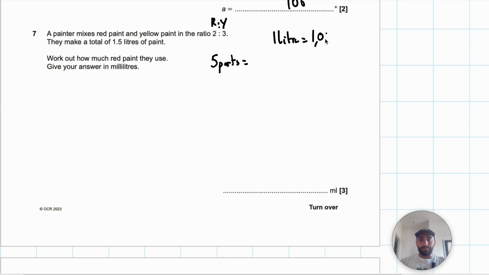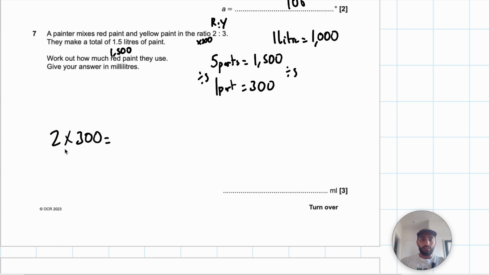There's 1,000. So we need to multiply this by 1,000 to give me 1,500, and those 5 parts will be equal to 1,500. What would 1 part be worth? I need to divide this side by 5, and I need to divide this side by 5. 15 divided by 5 is 3, so it's going to be 300. We're trying to work out how much red paint they use, so that's going to be 2 multiplied by 300. 2 times by 300 is 2 times by 3 is 6, and we need 2 more zeros.